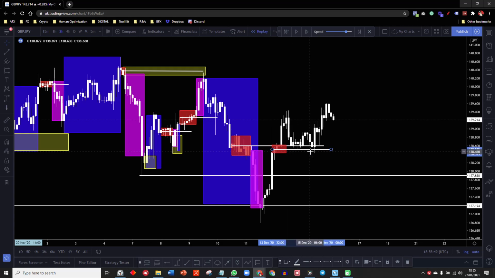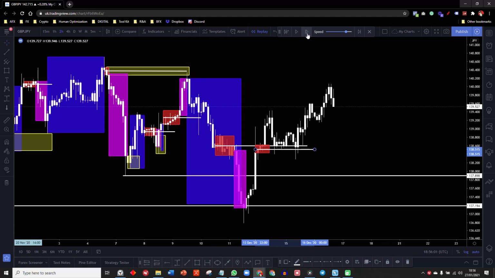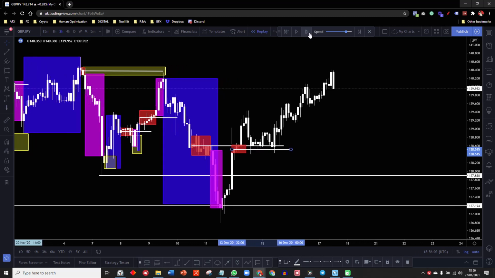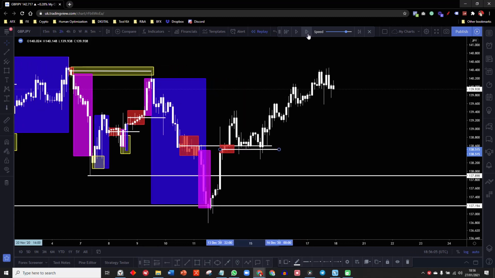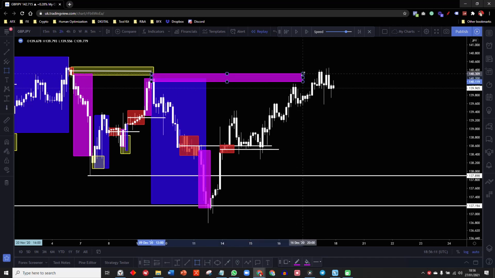Could not close. And what does this give us an indication? That this H2 area here was a perfect area to then take a long to the upside. And as we can see, the market then continues up to this area around here. So let's just call this area the H2 zone here. That's fine.